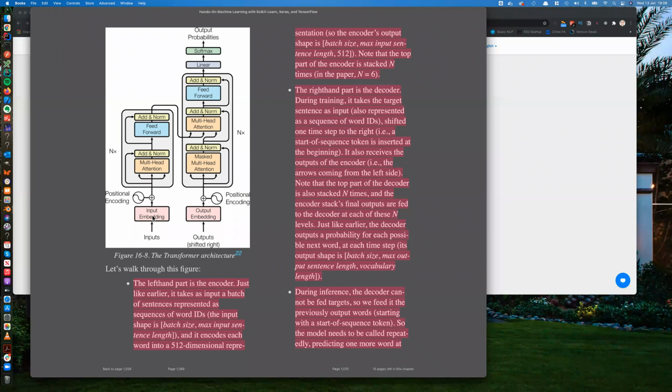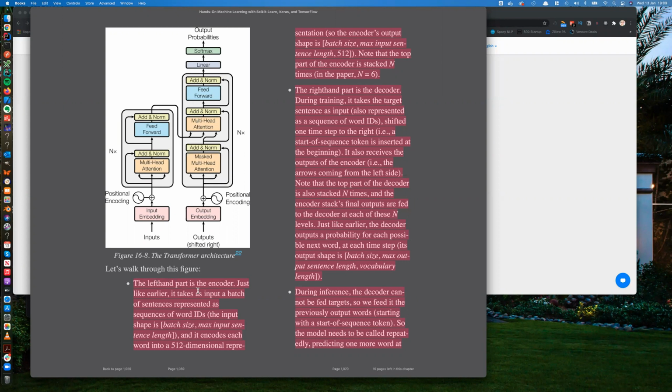Unlike the previous diagram where we had time steps, here we're just inputting the whole sentence in one go into this guy. And the output of that, then we're feeding into the decoder in the next stage. So the whole thing can be done kind of end to end. So here we go. Let's walk through this figure.